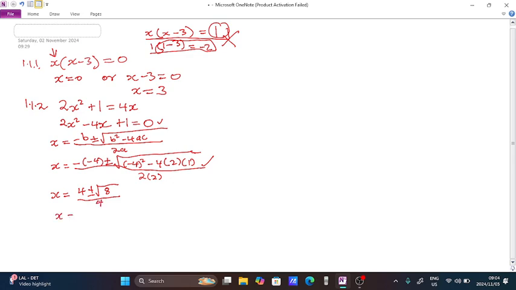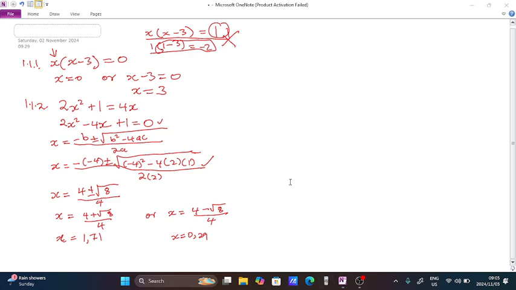Now from there we'll say x equals to 4 plus the square root of 8 over 4, or x equals to 4 minus the square root of 8 over 4. Now you press your calculator. What did you get for this one? What did you get? 1,71. Then this side you get 0,29. They are all positive.